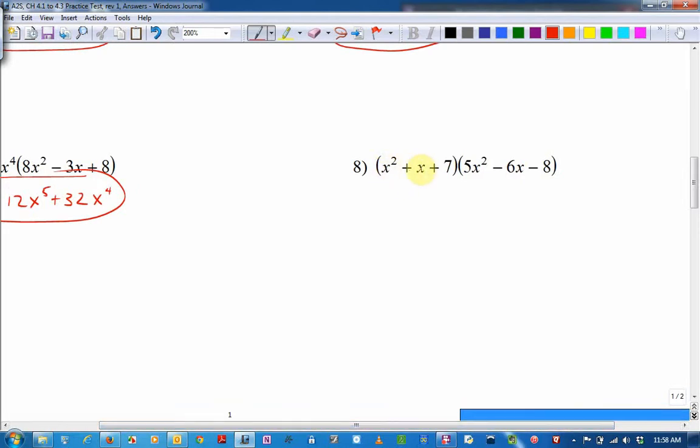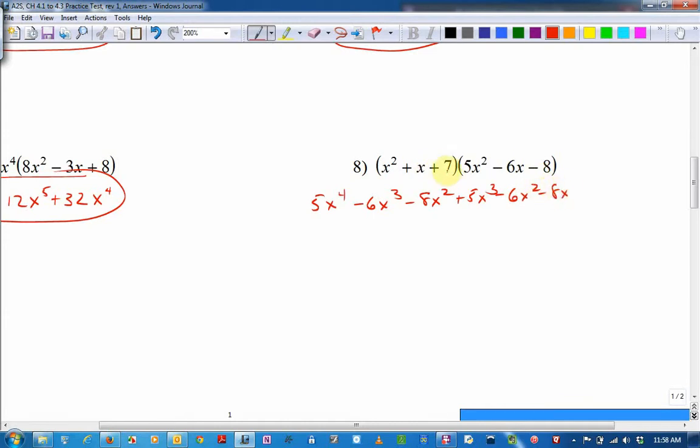The next one is a trinomial times a trinomial. So every term in the first parentheses has to multiply by every term in the next one. So x squared times 5x squared, that's going to be 5x to the 4th. The exponents add. X squared times a minus 6x is a minus 6x cubed. X squared times a minus 8 is a minus 8x squared. Now let's move to the x. X times 5x squared is plus 5x cubed. X times a minus 6x is a minus 6x squared. X times a minus 8 is a minus 8x.